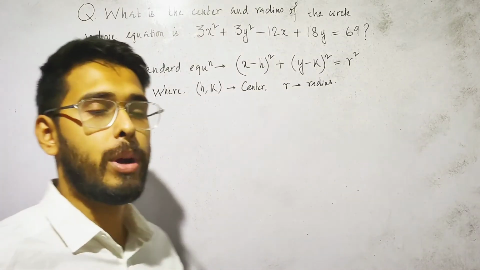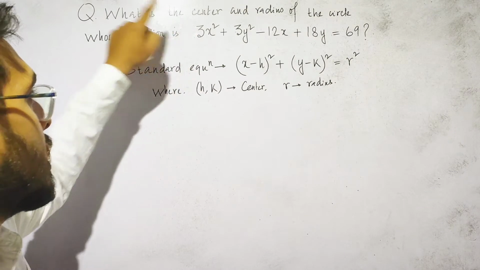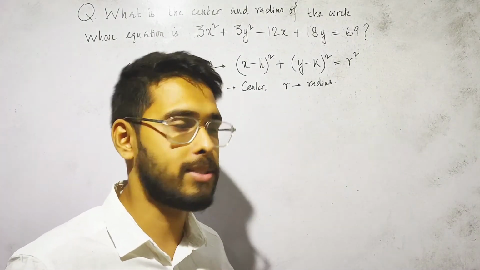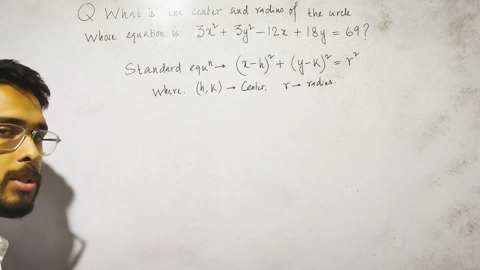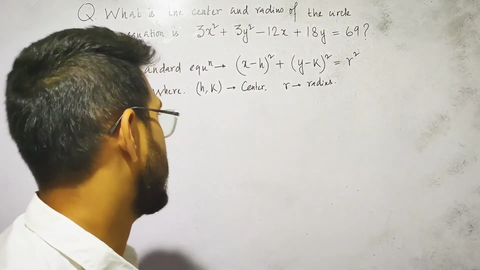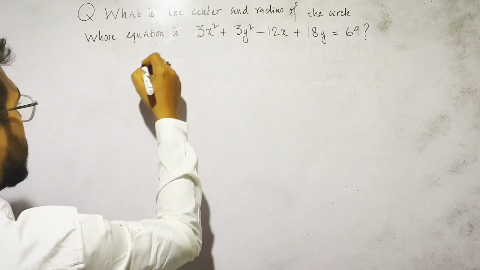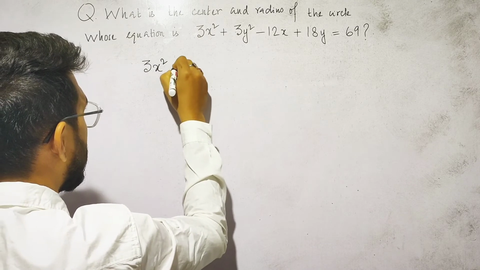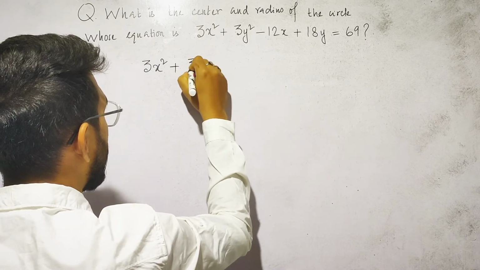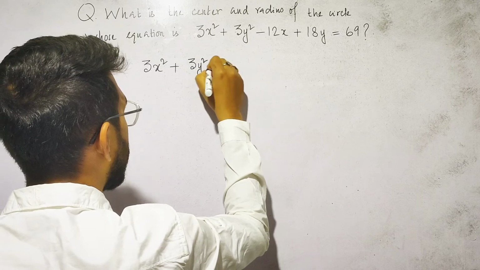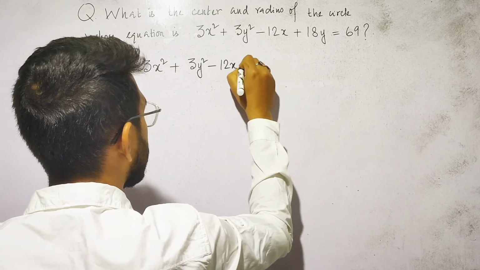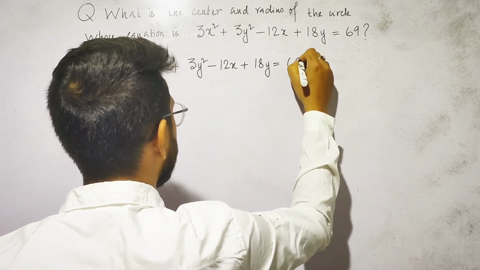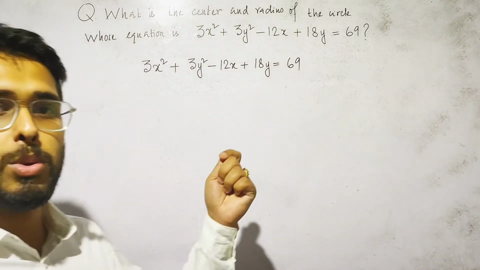Now we are going to change this particular equation in this format, and then we are going to extract the center and the radius. For that, we are going to apply a method which is known as the completing the square method. Let us see how it is applied. Let us write this equation: 3x squared plus 3y squared minus 12x plus 18y equals 69. First of all, we have to rearrange this equation.